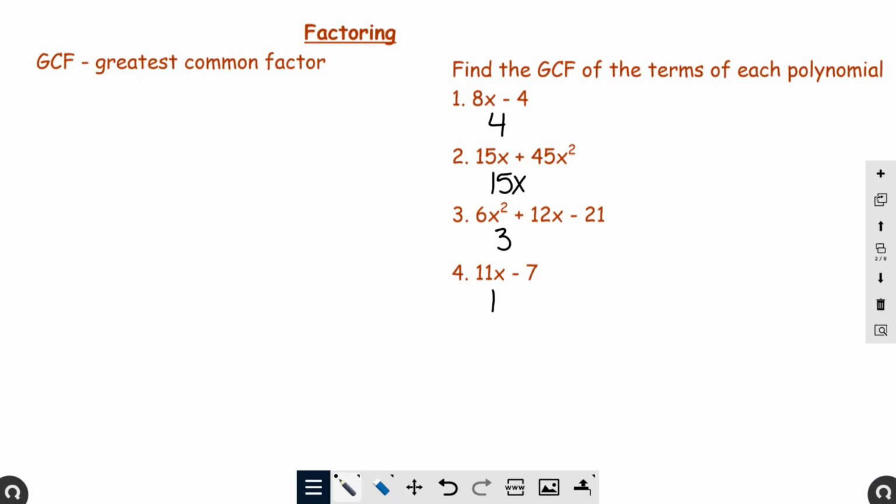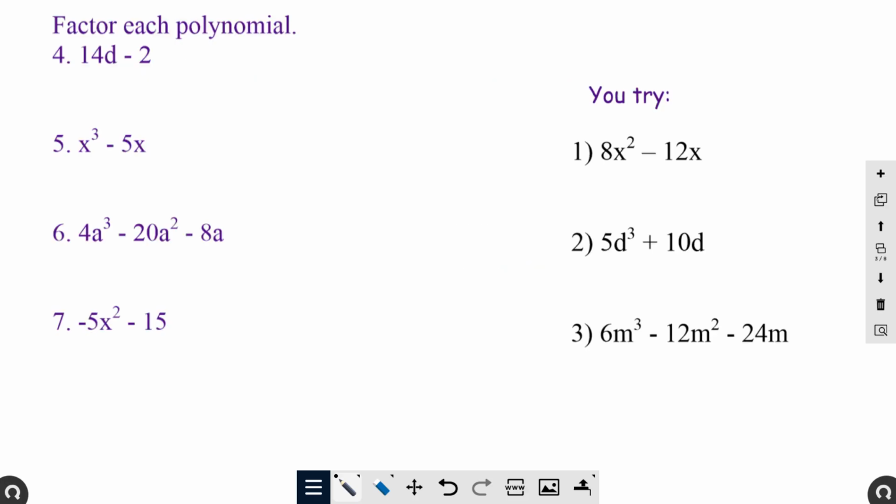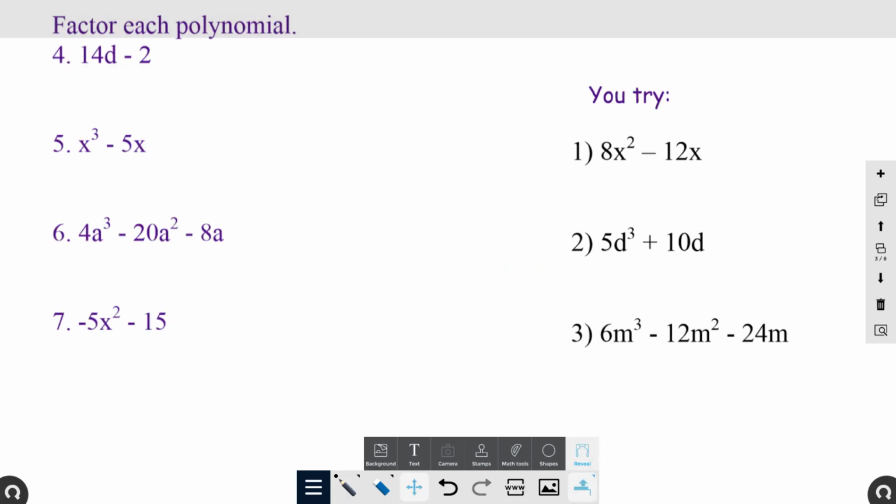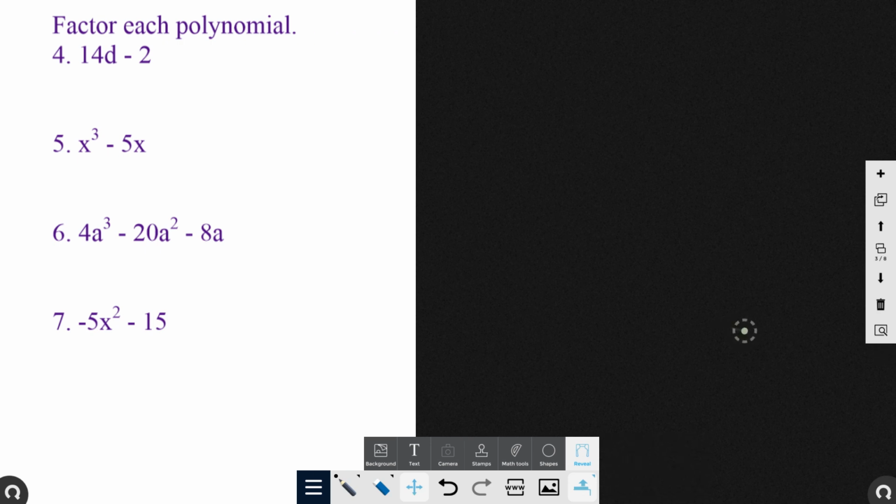Okay. Let's go back in here and try some more problems. We're going to do some factoring now. So write down those instructions, and then you can write down each of those problems. I would save at least 2 lines between each one, or if you want to write them down one at a time and we will do them together, then that is fine.